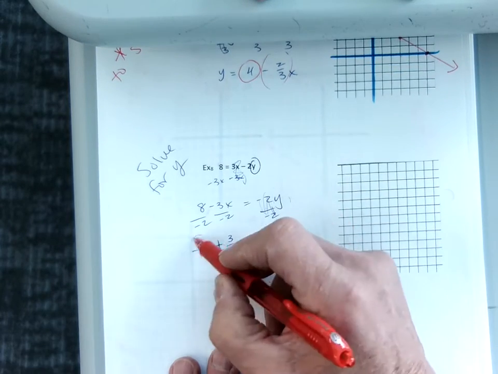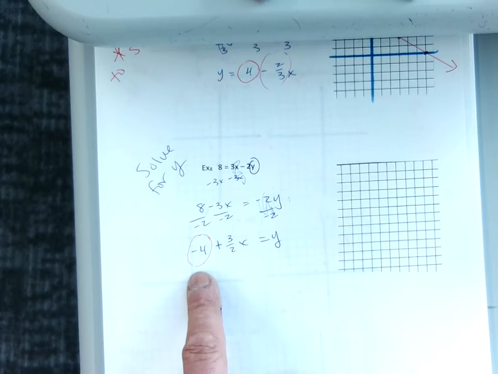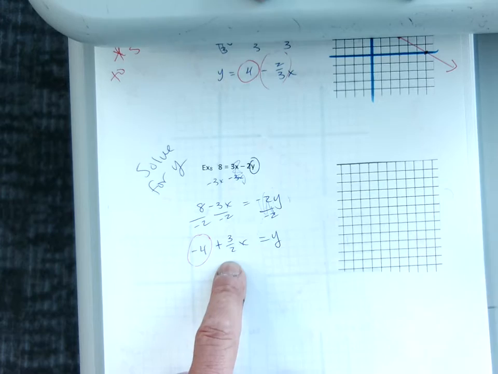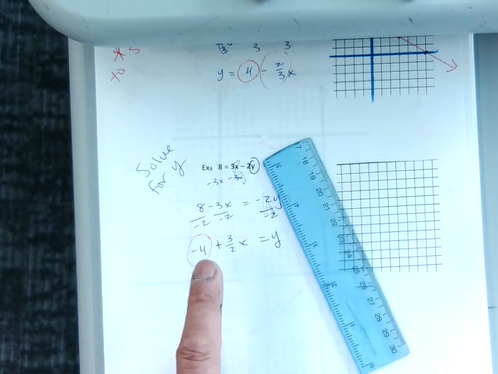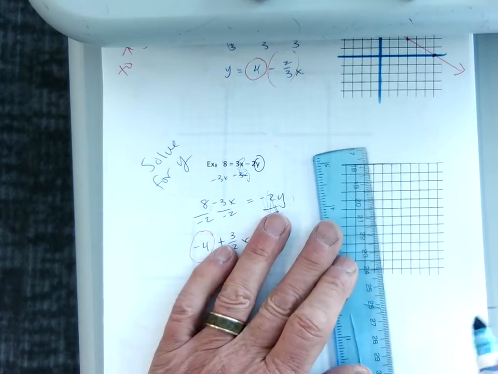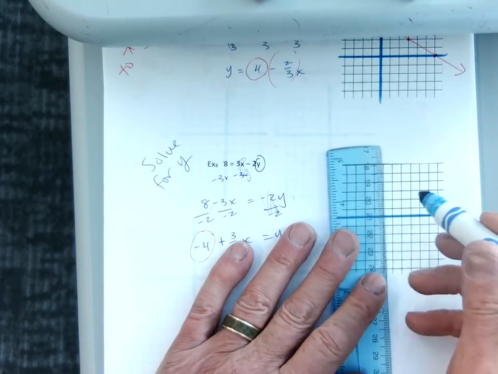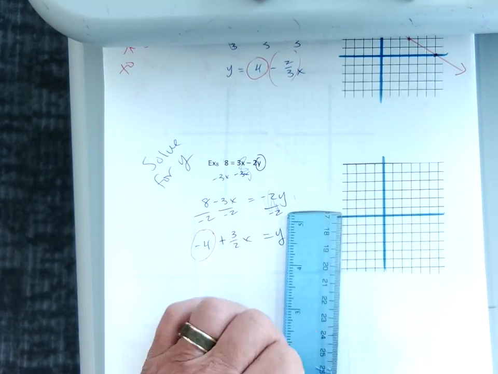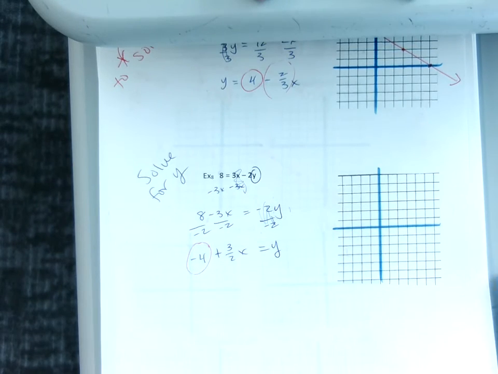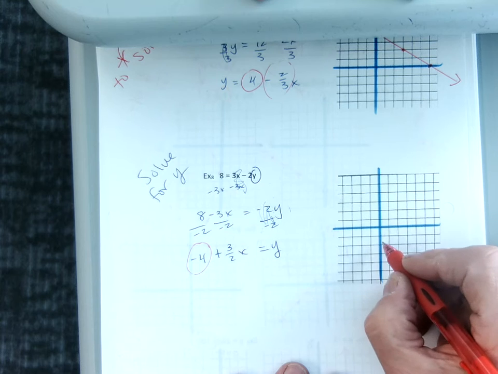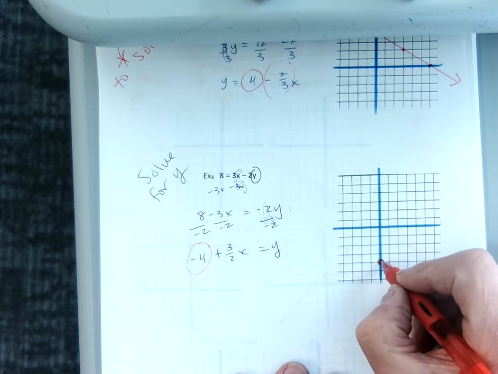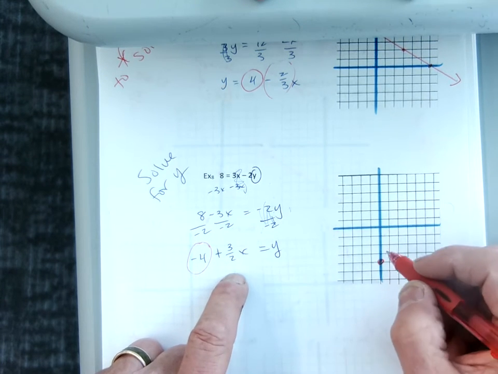I'm going to start at negative 4. That's my starting point. And then I'm going to go up 3 over 2, up 3 over 2. Okay, so graph this in. Put my x-axis in, my y-axis. I'm going to start at negative 4. 1, 2, 3, 4. And then my slope is up 3 over 2.